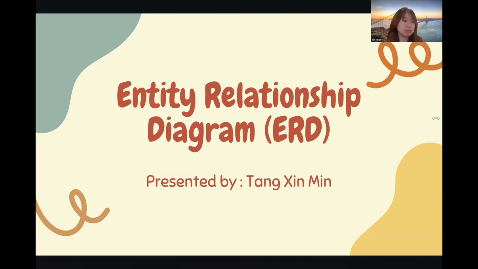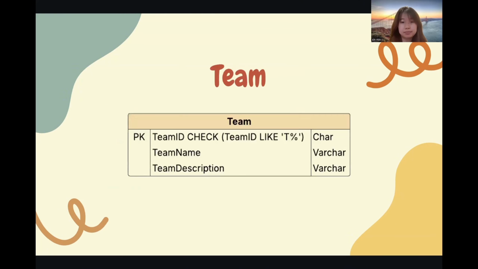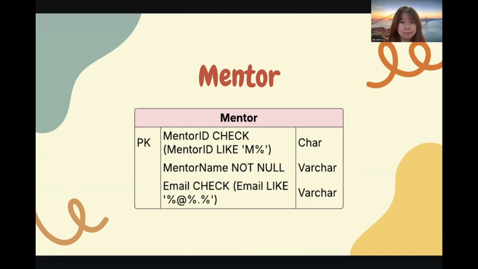Hi, I'm Simin, and I will explain the ERD, which shows the structure of our hackathon database. There are several main entities in our design. Teams hold each team's ID, name and description, and the PK is team ID. The participant entity stores details of each individual taking part in the hackathon, including participant ID, name, email, role in team, and team ID. The PK is participant ID, and the foreign key is team ID.